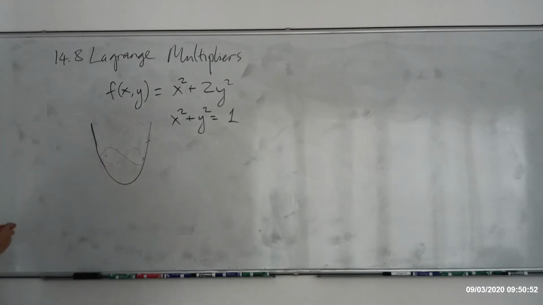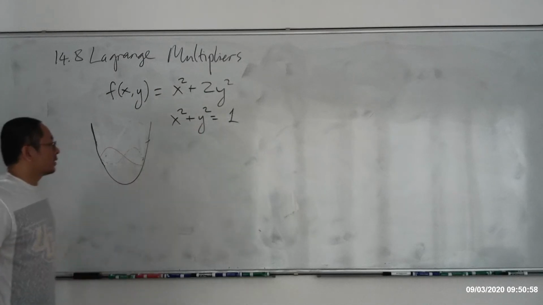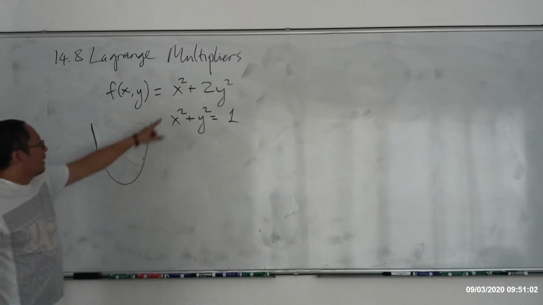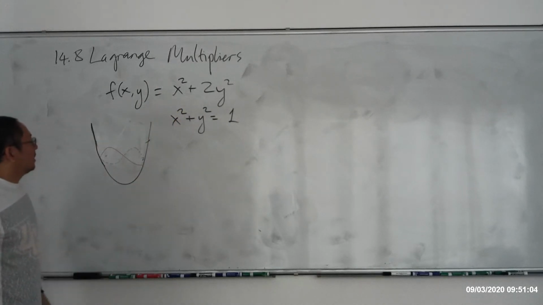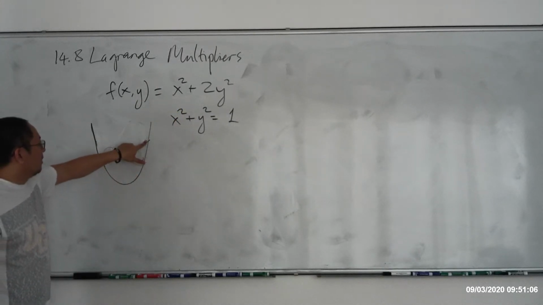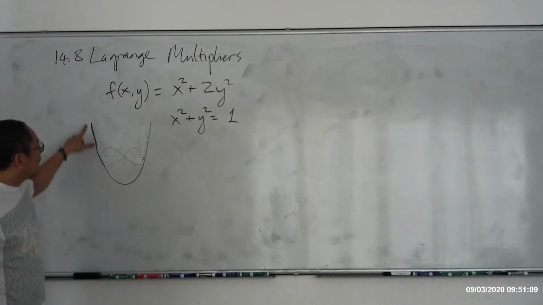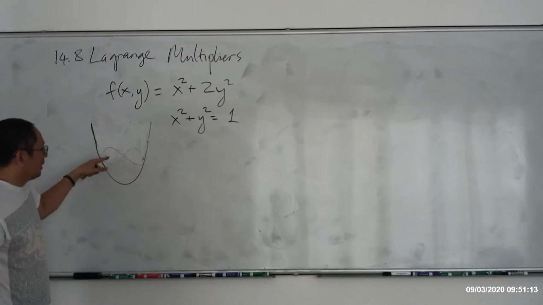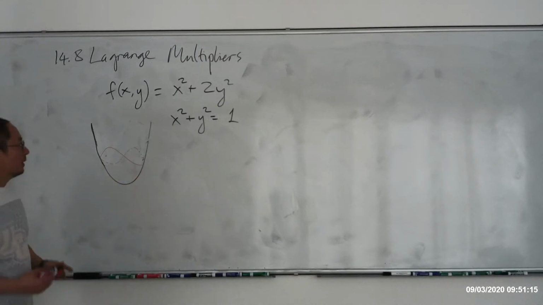See? The red curve is for x squared plus y squared equal to 1. This actually is a cylinder, okay? And this, x squared plus 2y squared, is a parabola, okay? So you have to find the point on the parabola and also on the red curve, such that this is the highest point, and then same thing for the lowest point, okay?